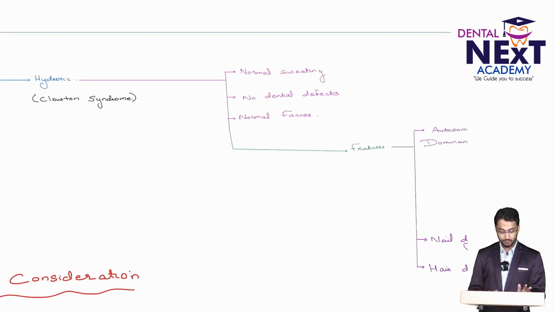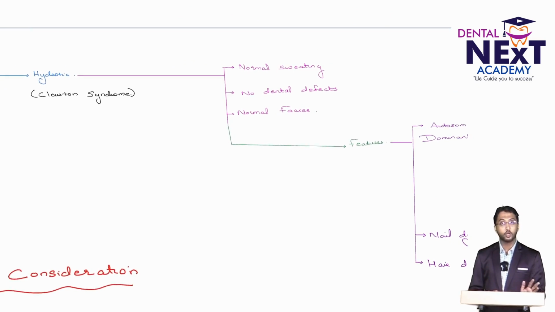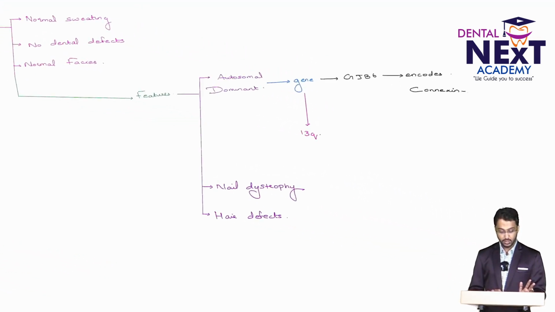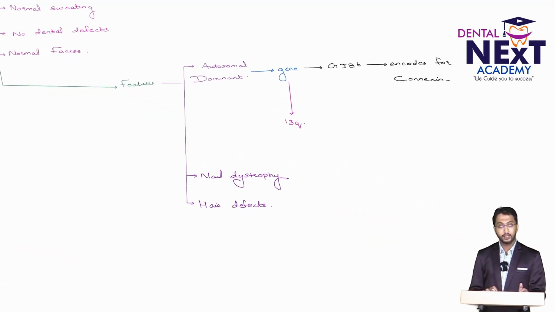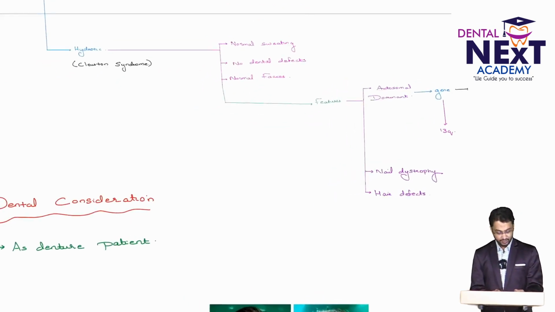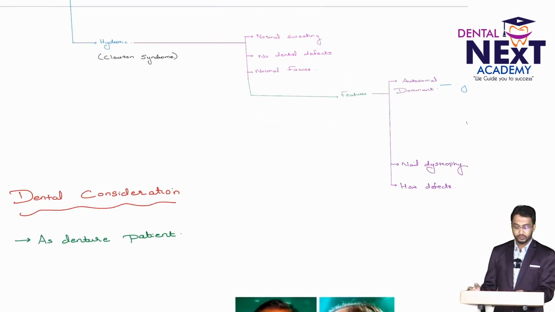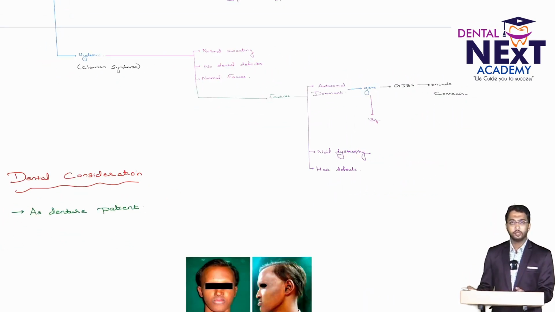In the hidrotic form, no such problems: normal sweating, no dental defects, normal facies. Here the gene is very important, which is GJB6, on the 13q chromosome, and it codes for connexin 30. There is nail dystrophy and there are hair defects. Now, what's the dental consideration for this patient? The patient is a denture patient.